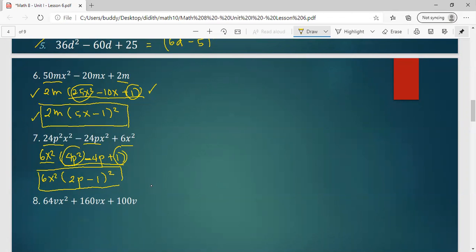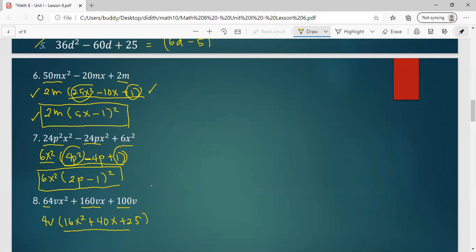Again, number 8 is not a perfect square trinomial, though 64 and 100 are perfect squares, but their variables are not. So we will move out the GCF, and the GCF among the three terms here is 4v. And we will divide all of these terms by the GCF 4v. So we have 64vx squared divided by 4v equals 16x squared. Now, 160vx divided by 4v is 40x, while 100v divided by 4v is 25.